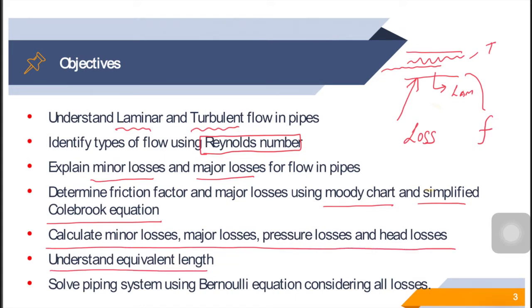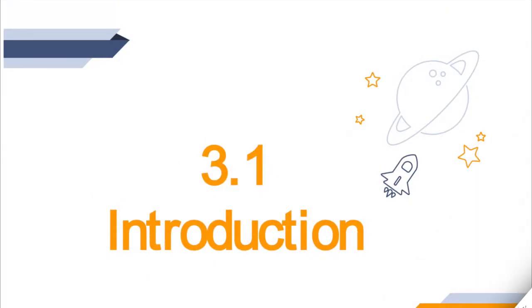Then we are going to go through some difficult problems, for instance, which involve a pump, and then you've got a pipe, and then you've got a tank or something. So we are going to understand the whole system of piping network through solving piping systems using the Bernoulli equation. This is all about what you are going to learn in this chapter.